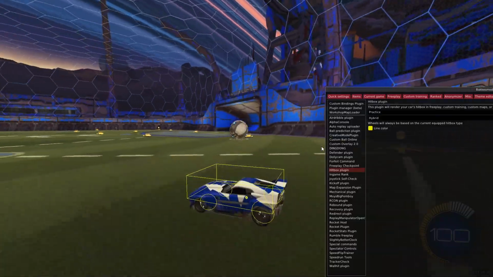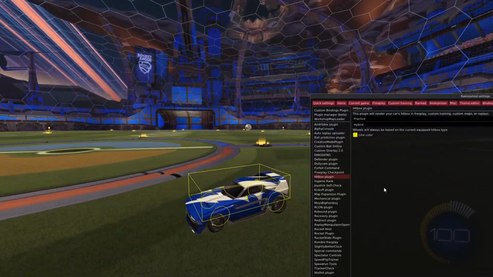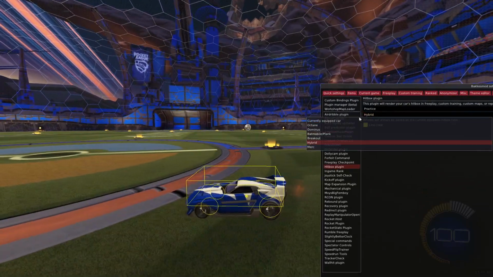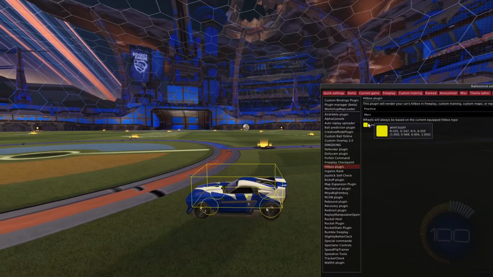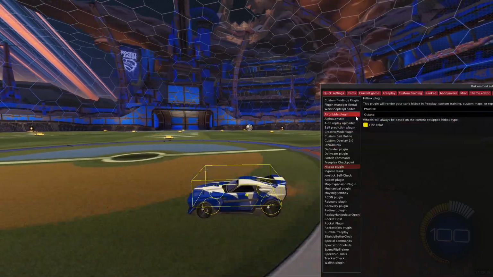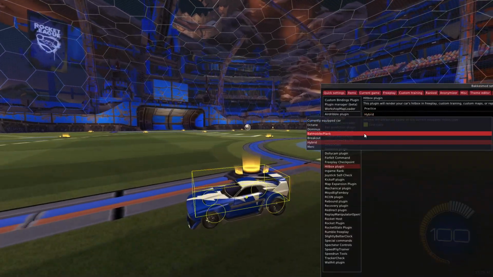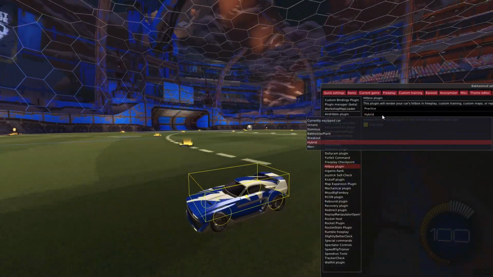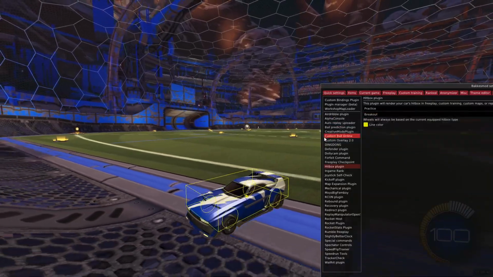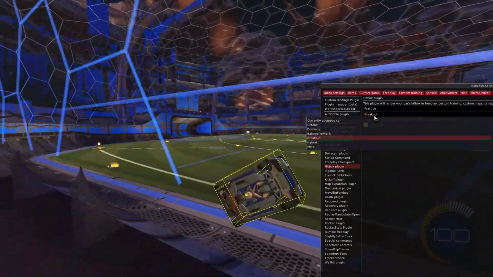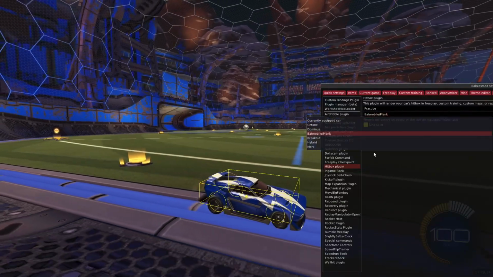So yeah, those are the three metrics. I'll go through the metrics for height. So the tallest car is the Merc, second tallest Octane, third tallest Hybrid. So this is a bad metric. You don't want your car to be tall, right? Fourth tallest Dominus, fifth tallest Breakout, and then the shortest in height Plank. So the best for this metric is Plank.